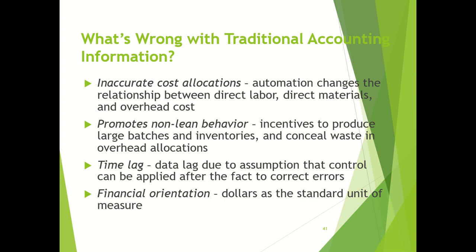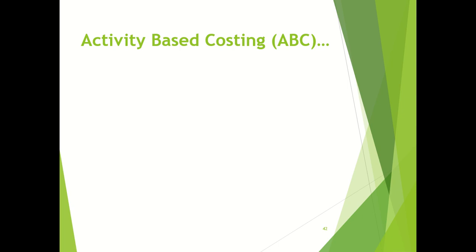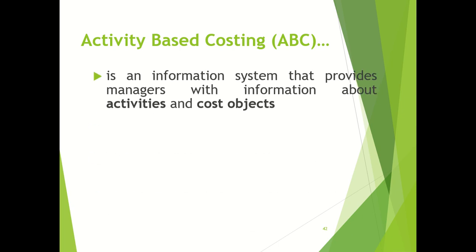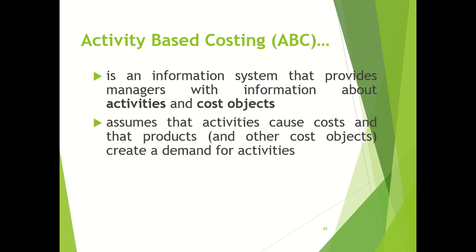Okay? So, next topic would be all about ABC, no? Activity-based costing. So many lean manufacturing companies have sought solutions to the problems in terms of the traditional accounting system through this activity-based costing, which is a method of allocating costs to products and services to facilitate better planning and control. So it is an information system that provides managers with information about activities as well as the cost objects. So the ABC system assumes that activities cost and the products create a demand for activities. Okay?